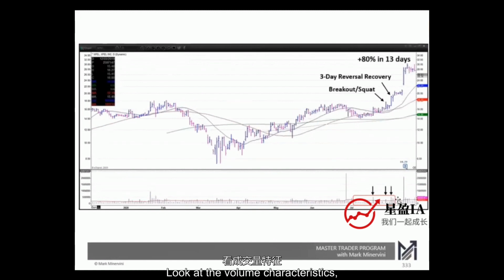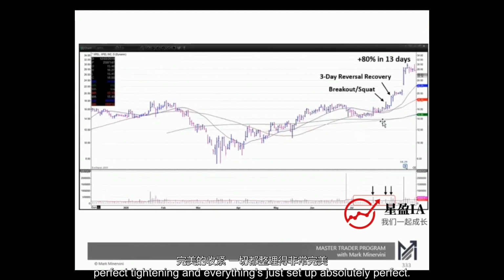See the volume here? Look at the volume characteristics. Look how low the volume is. And then on the breakout and the low cheat, you get a spike. Then the volume comes down again. And then on the breakout, you get some volume. And then as you recover here, you get some volume. Perfect volume dynamics, perfect tightening, and everything's just set up absolutely perfect.